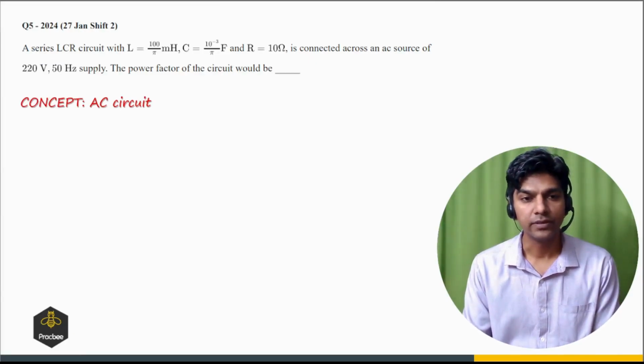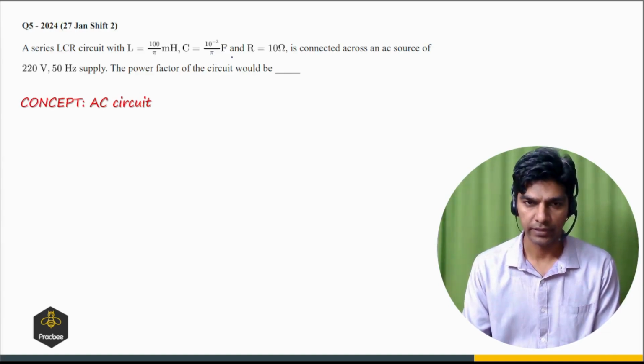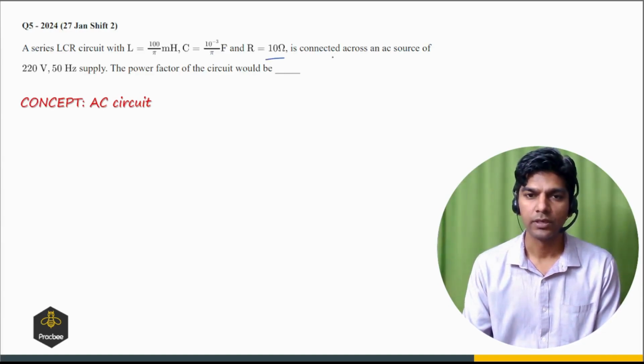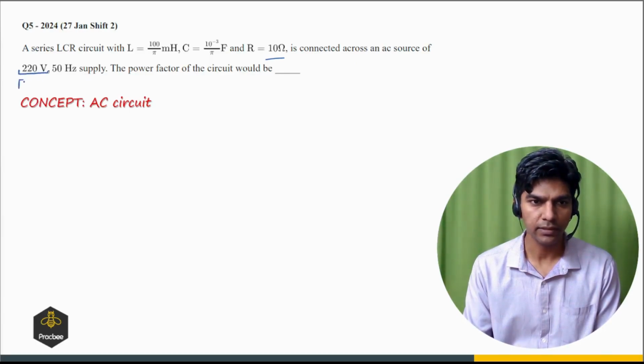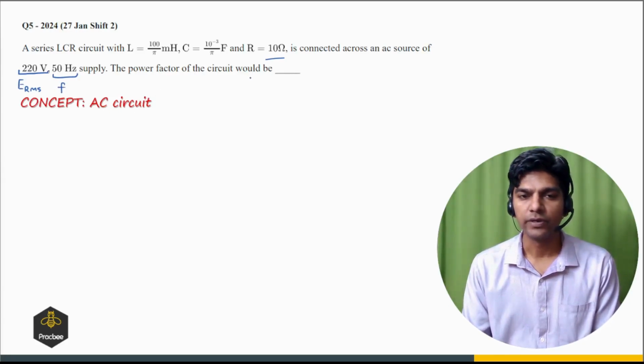So we have given a series LCR circuit of L equals 100 by pi millihenry, and capacitance is 10 raised to the minus 3 by pi farad, and the resistance is 10 ohms, connected across an AC source of 220 volt 50 hertz supply. So this 220 is the ERMS and 50 hertz is the frequency. So the power factor of the circuit.